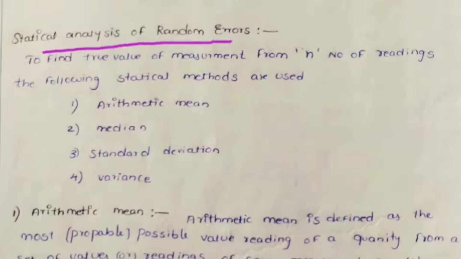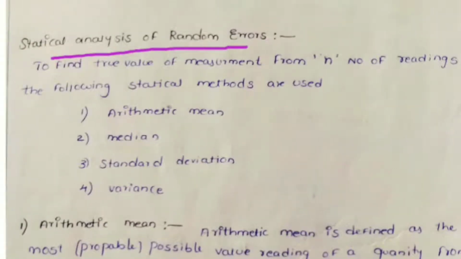Let us discuss now. To find the true value of a measurement from n number of readings, the following methods are to be used. While conducting any experiment or calibration work, a number of readings should be taken. Why? To reduce the random errors. There are many methods to reduce random errors: arithmetic mean, median, standard deviation, and variance. These are the various methods to analyze the random errors.